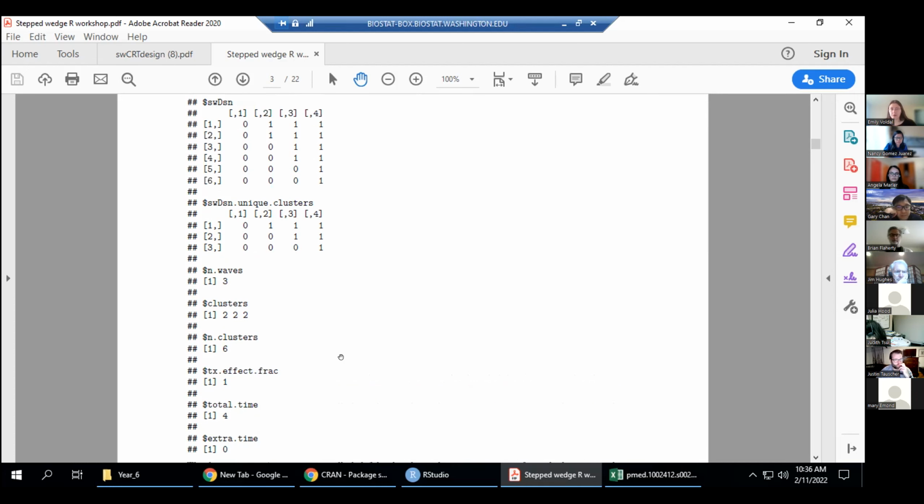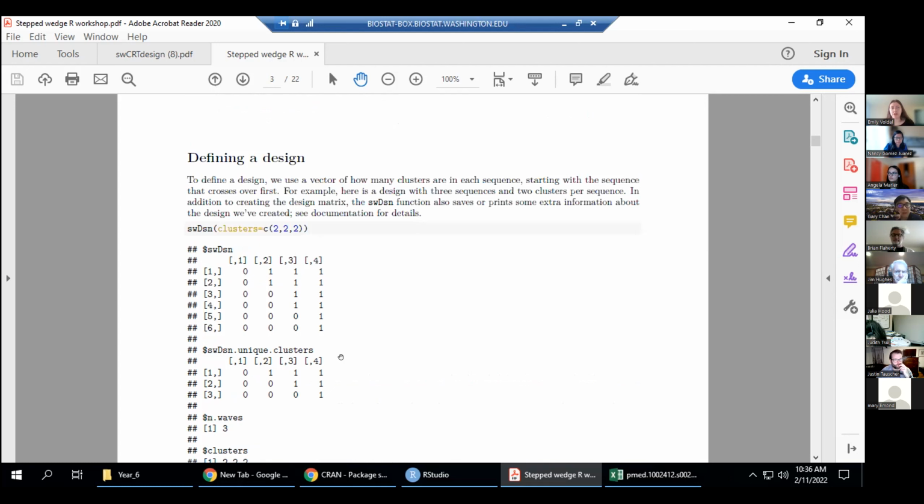Okay, are there any questions so far about the package in general or about this function or how to use it?